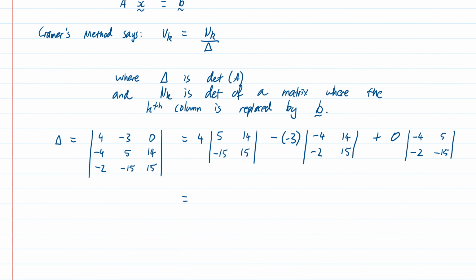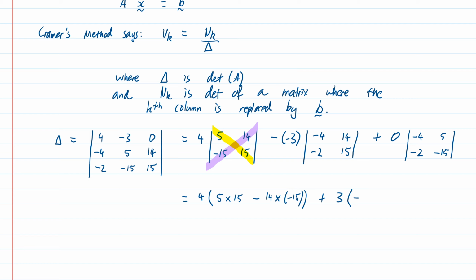So now how do I evaluate the determinant of these 2 by 2 matrices? Well, there's a diagonal product rule here. So I take the product down this diagonal. So this is 4 times 5 times 15. And then I do a minus of the product down the other diagonal. So the product on the other diagonal is 14 multiplied by minus 15. That's the first term. Then I will have a plus 3, the 2 negatives will cancel, and then I do my diagonal product.